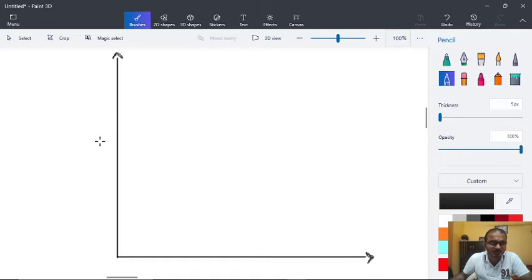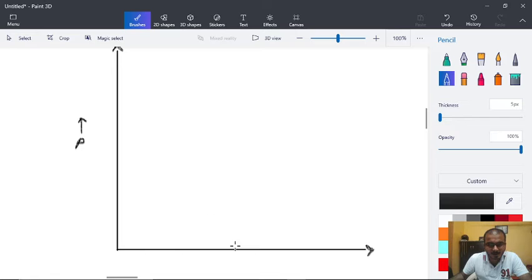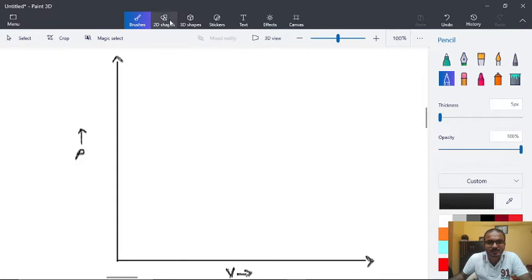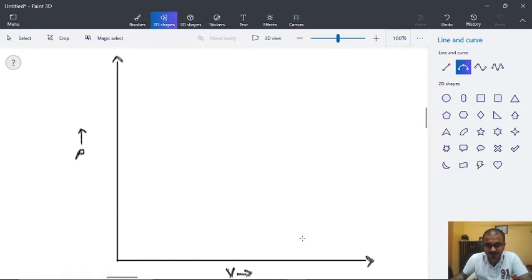So here, as usual, we will have pressure on the y-axis and volume on the x-axis. Now let us draw a simple compression diagram.